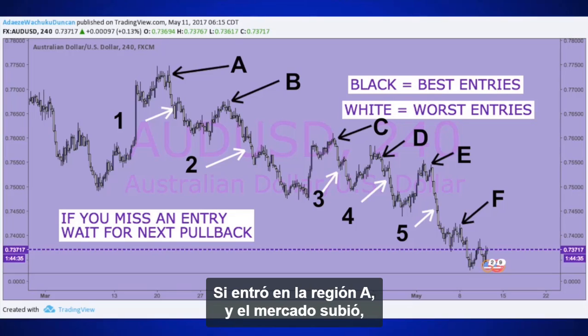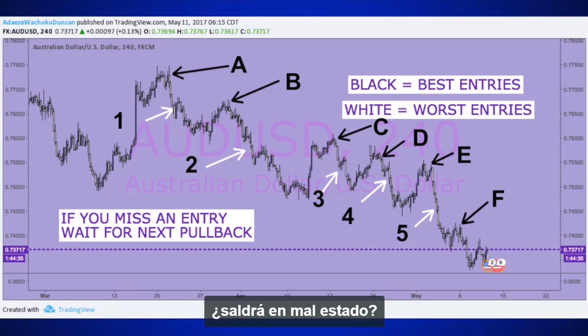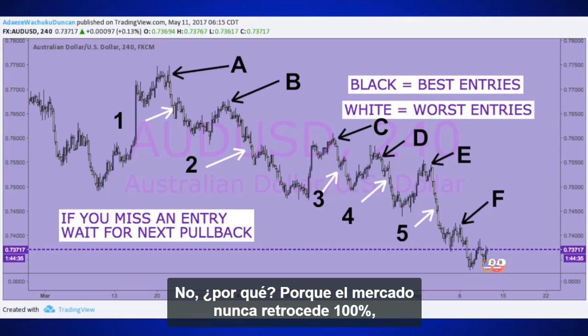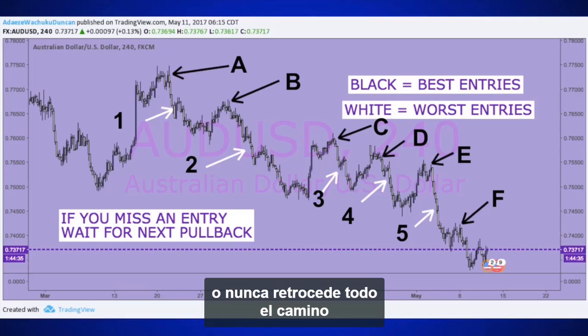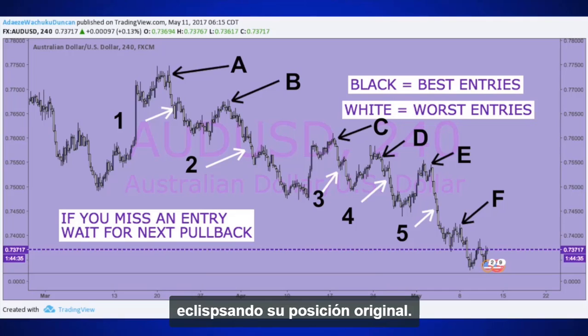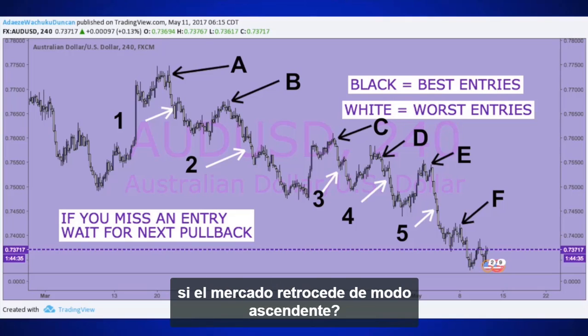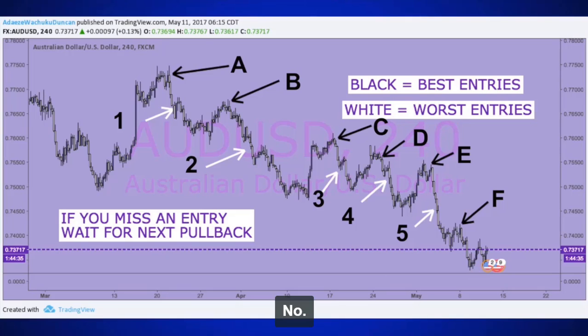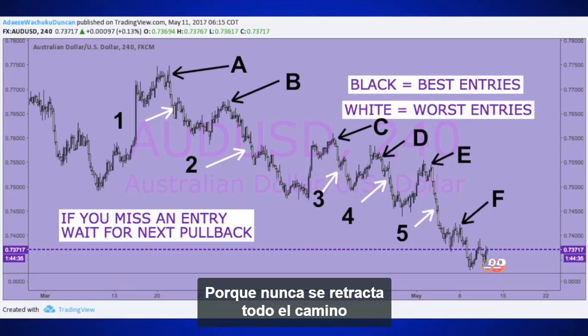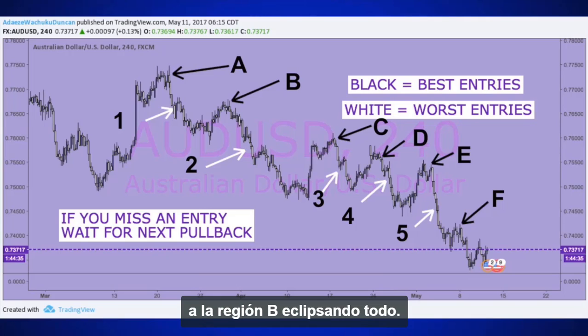Think about it. If you got in region A and the market pulled up, are you going to be in bad shape? No. Why? Because the market never retraced 100% or never retraced all the way back, eclipsing your original position. All right. If you got in region C, would that be bad for you if the market retraced upwards? No. Why? Because it never retraced all the way back up to region B, eclipsing anything.